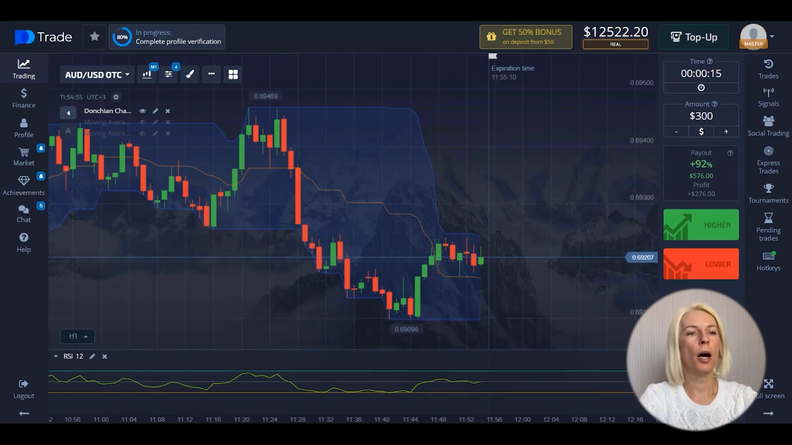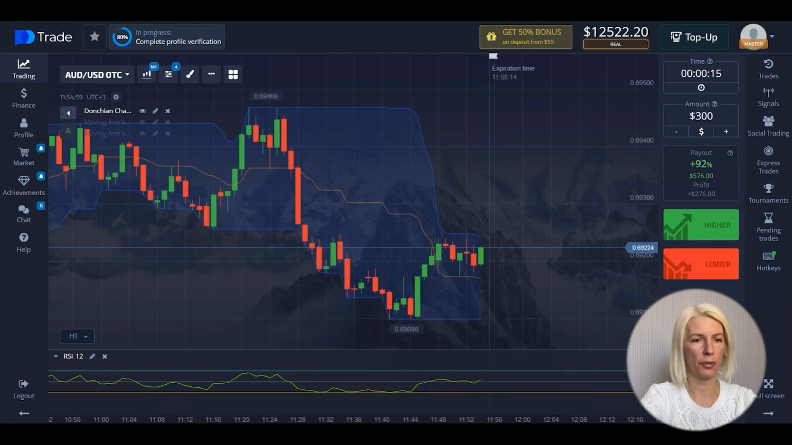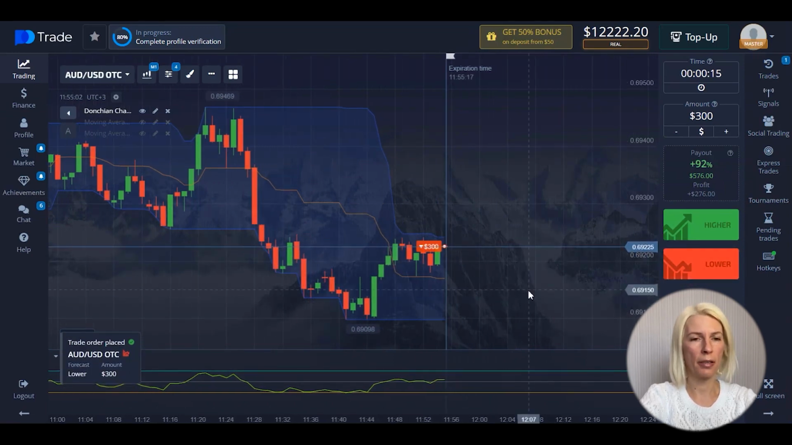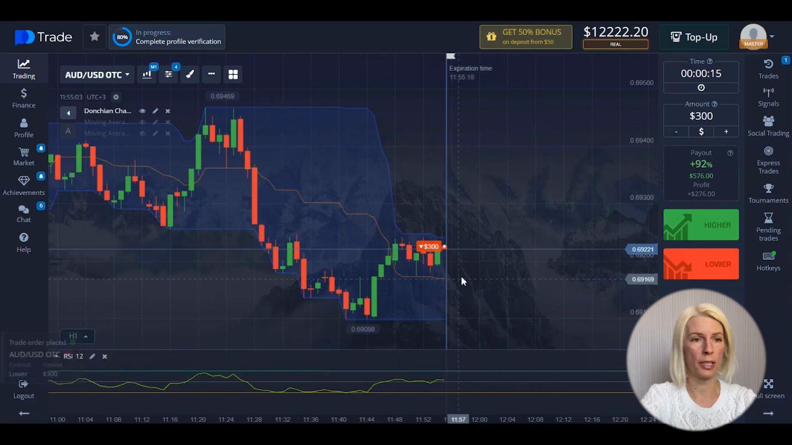Yes, I think so. I'll wait for the candle to go up, and my prediction is that the price will correct downwards, provided it does not touch the upper line of the indicator. A new candlestick is formed, and I'll make a $300 down trade for 15 seconds. Let's see if the card's doing well.